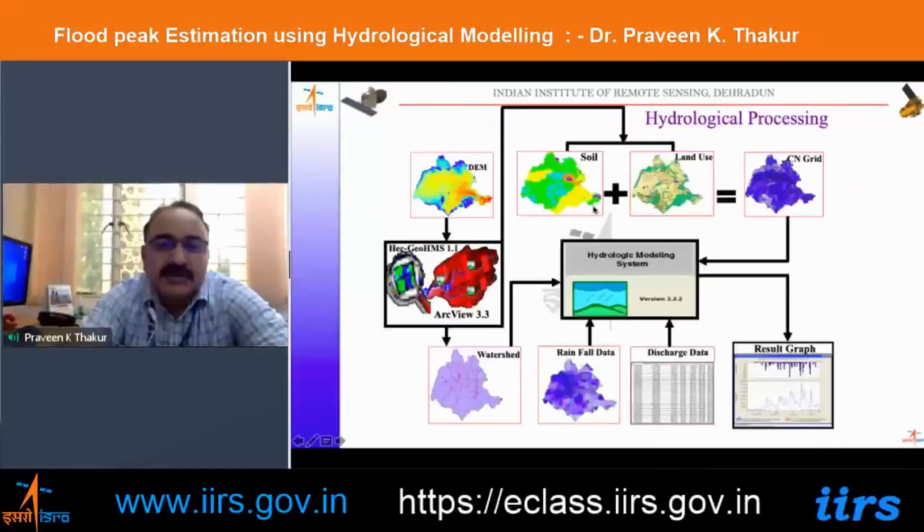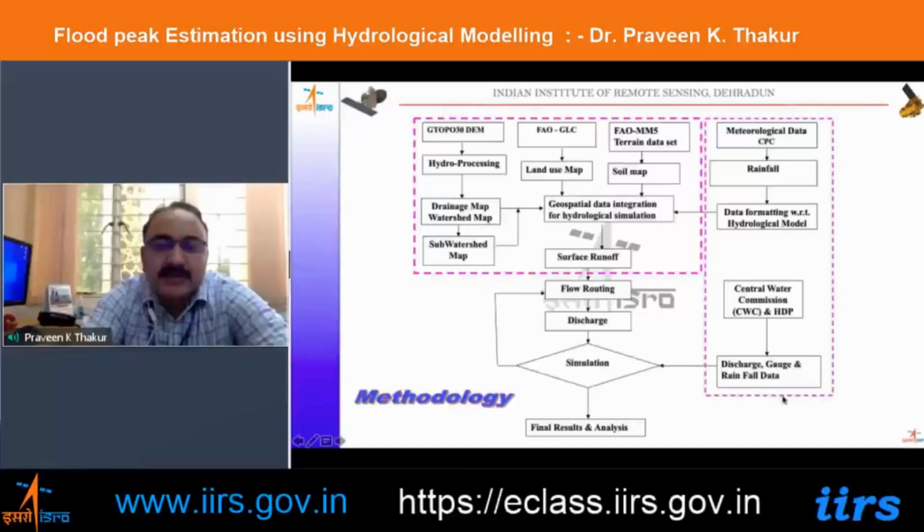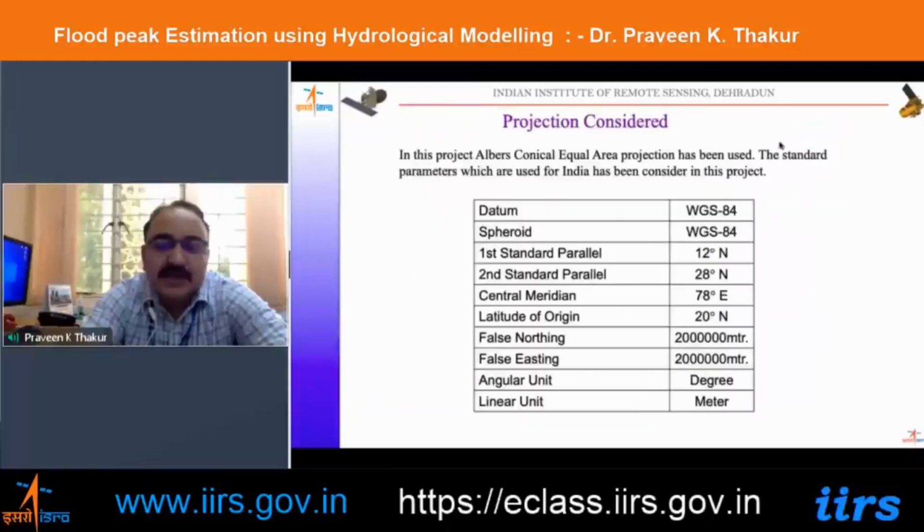So this is the graphical representation of all the steps, which includes DEM, soil, land use, getting the curve number, the GIS processor processing the rainfall data, and finally doing the hydrological simulation to get the peak discharge. In this method we have used the soil data from FAO, DEM from GTOPO, and the rainfall data from CPC. And if your area is bigger, then you may have to skip the UTM projection and go for the Albers equal area or Lambert conformal conic projection.